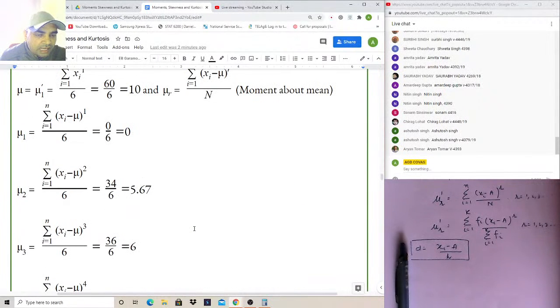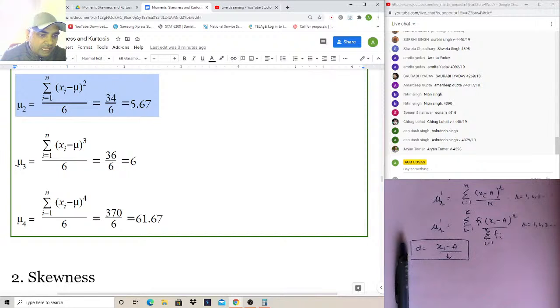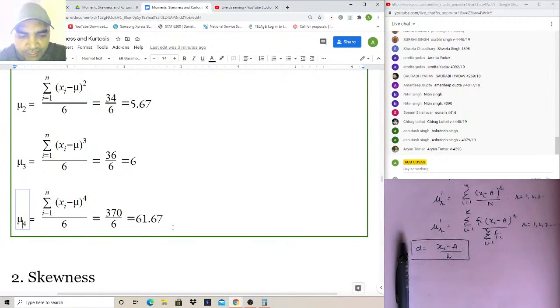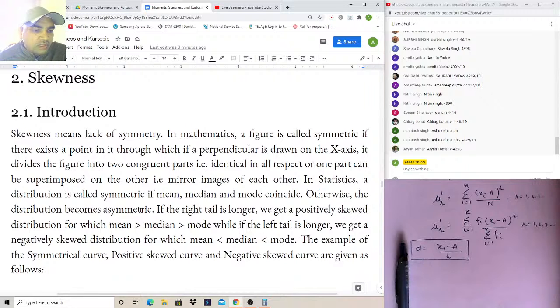And we have learned that about the origin, the first moment is the mean, and the first moment about the mean is 0. The second moment is variance. And with the help of mu3 and mu4, you will soon learn to calculate the skewness and kurtosis measures. So now we will learn what skewness is. Skewness means lack of symmetry.